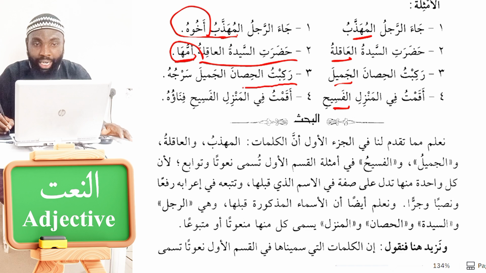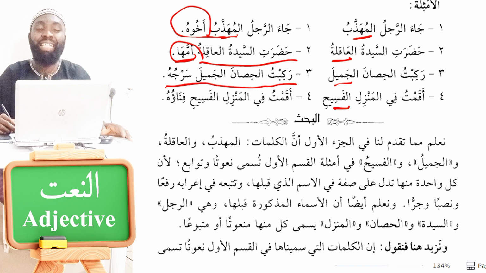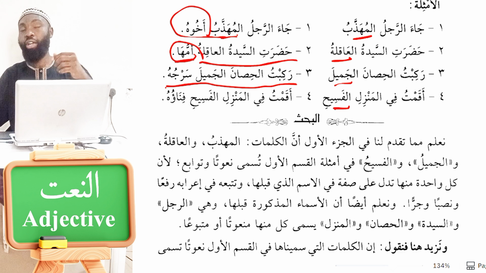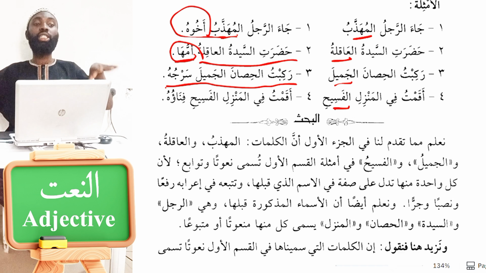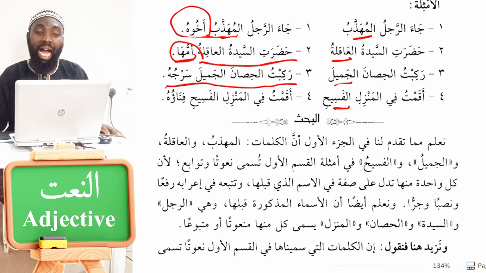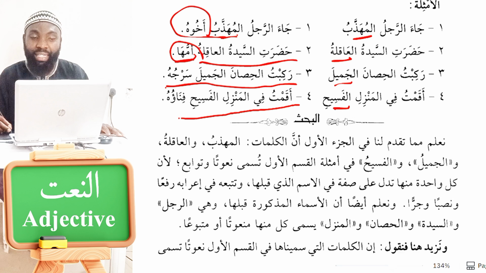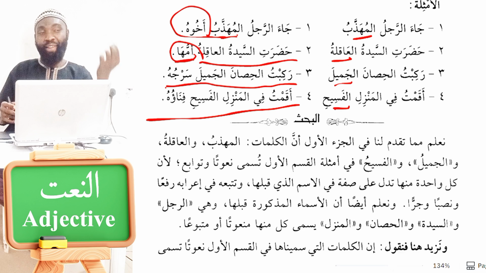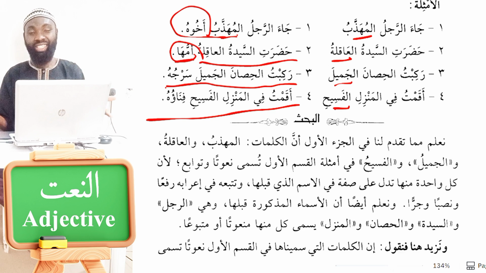Here we have Rakibtul Hisan al-Jamila sarujuhu. I rode the horse. Here we will not say I rode the beautiful horse, rather, I rode the horse whose saruj, that you sit on, is beautiful. Can you see? Good. Aqamtu fil manzilil fasihi finau. I stayed in the house whose field is spacious. So you can see the word al-fasih is also qualifying and describing fina.